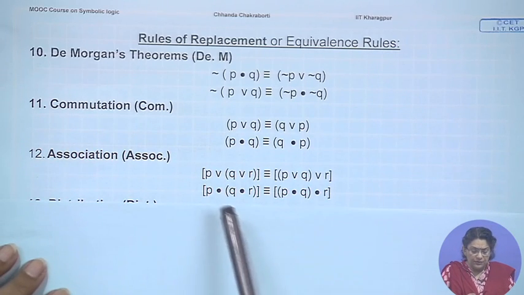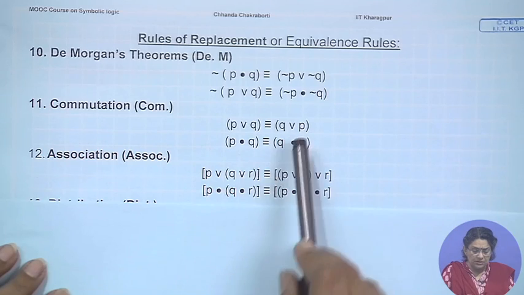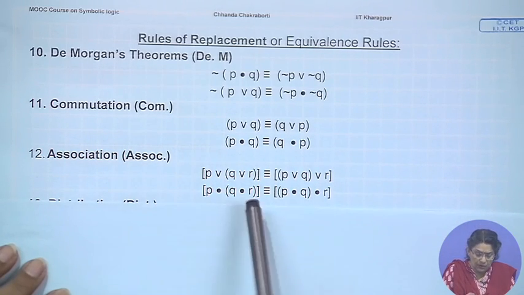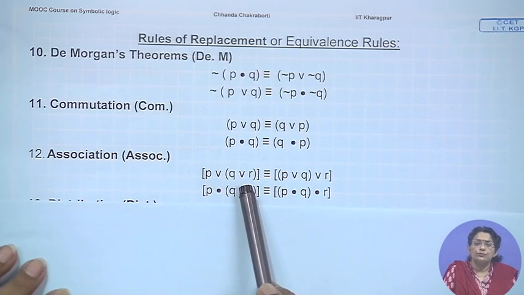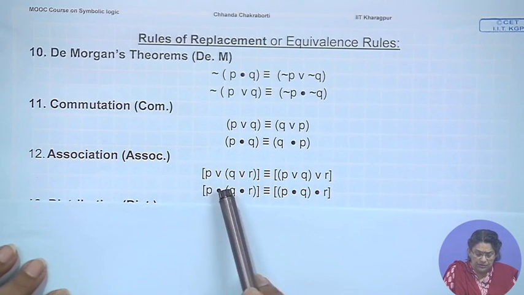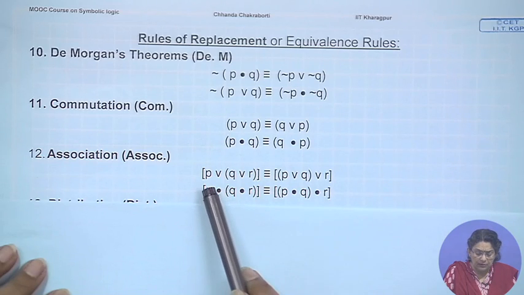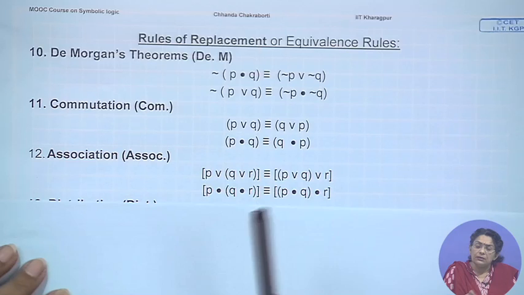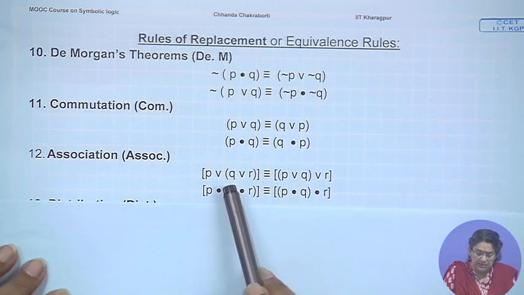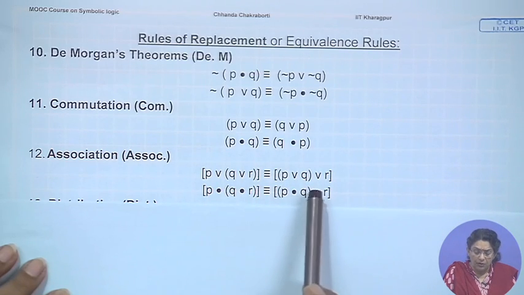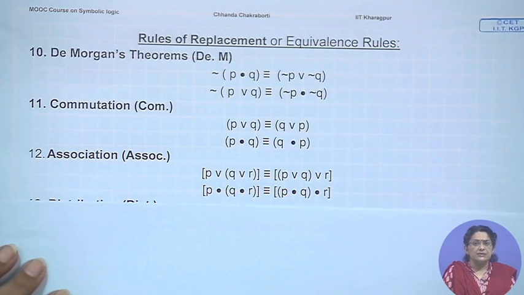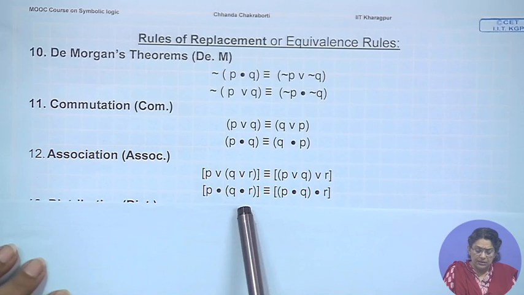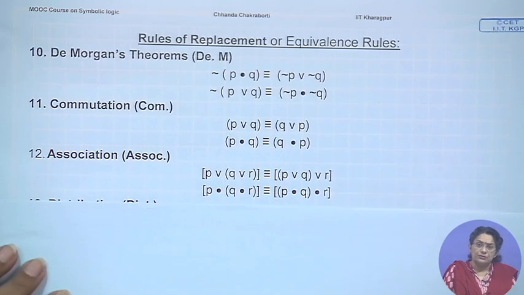This is the equivalence rule that is known as association. This is commutation, we will refer to it as com. This is association, we will refer to it as assoc. What does it do? If you have wedges throughout, then what it allows you is to regroup. Take a look, this is P or Q or R. All the wedges are still in place, but the grouping has changed. Now, P wedge Q or R, the emphasis has changed. Same goes for the dots. If you have dots throughout, you can change the grouping like so by the association rule.